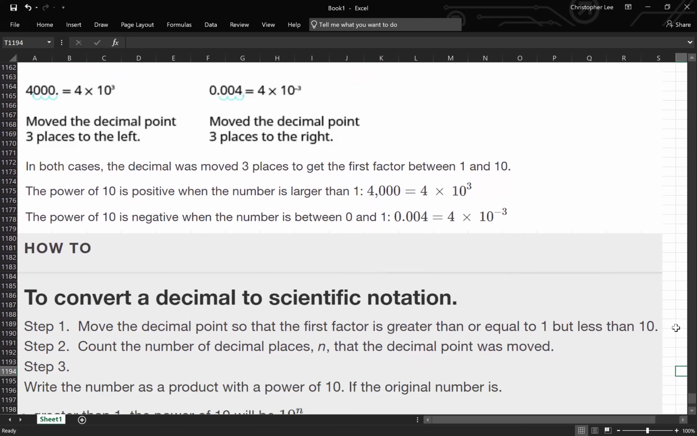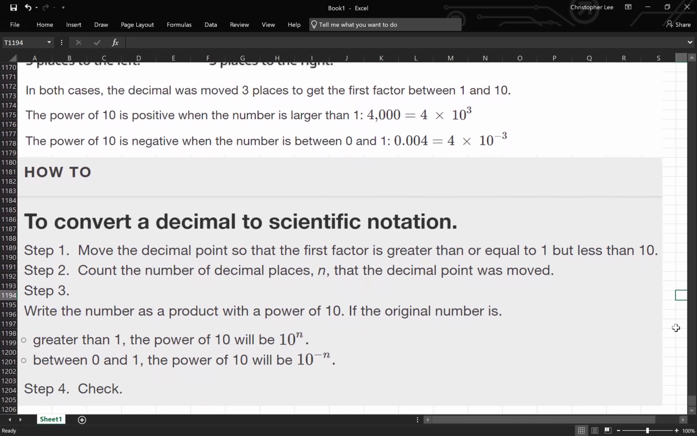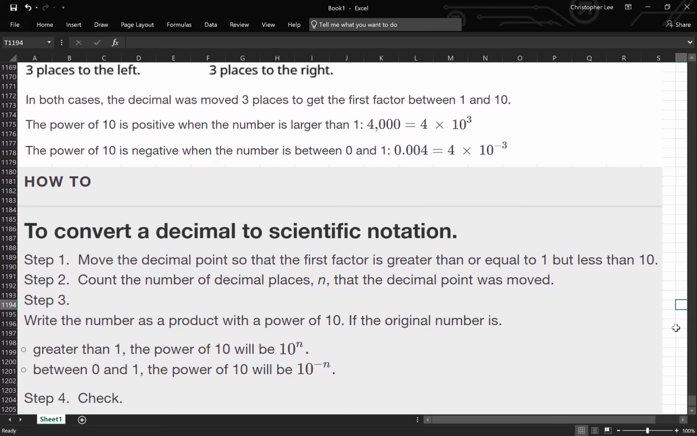So real quick, a little how-to. How to convert a decimal to scientific notation. Step 1, move the decimal point so that the first factor is greater than or equal to 1, but less than 10. So that means you're moving it left or right, but the first number has to be greater than or equal to 1 and less than 10.